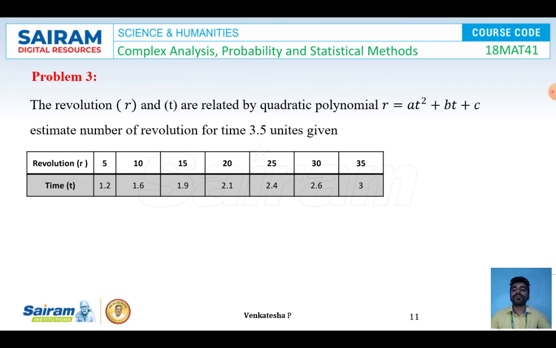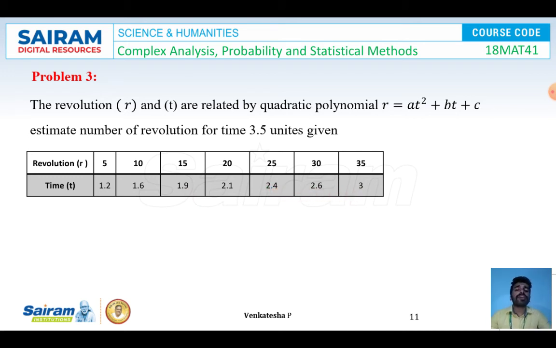Problem number 3. The revolution r and t are related by the quadratic polynomial r is equal to at square plus bt plus c. Estimate the number of revolutions per time 3.5 units. Given revolution as r, that is 5, 10, 15, 20, 25, 30, 35. Time in terms of small t is given by 1.2, 1.6, 1.9, 2.1, 2.4, 2.6 and 3.